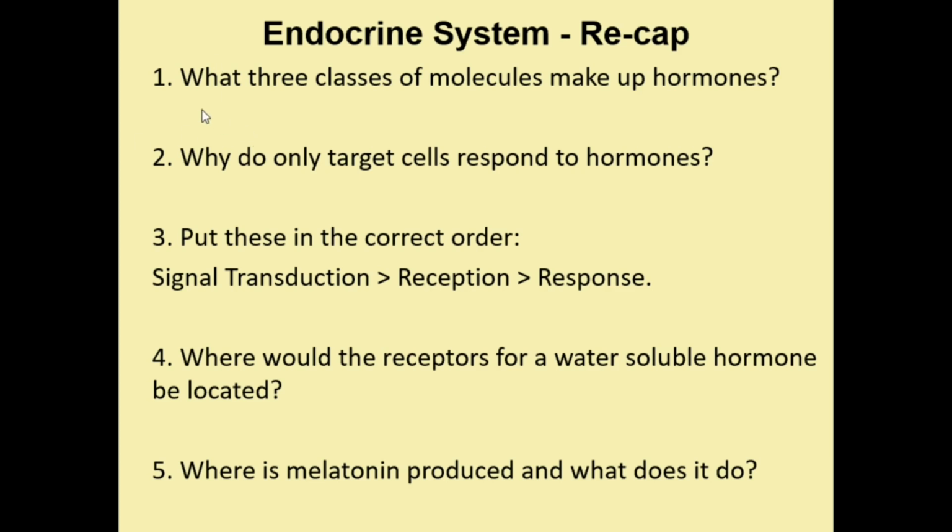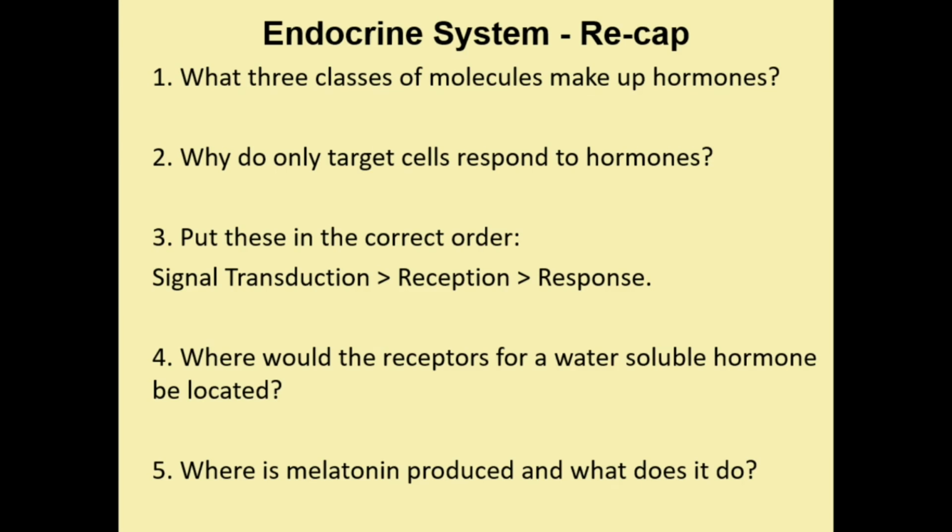So question number 1, what 3 classes of molecules make up hormones? Number 2, why do only target cells respond to hormones? Number 3, put these in the correct order. So we've got signal transduction, reception, and then response. And then number 4, where would the receptors for a water-soluble hormone be located? And then number 5, where is melatonin produced and what does it do? Okay, so I'll give you 5 minutes to answer those, and then we'll go through the answers together.